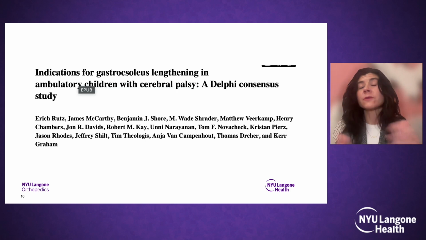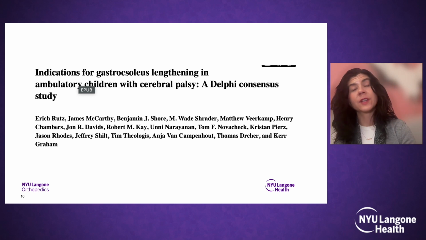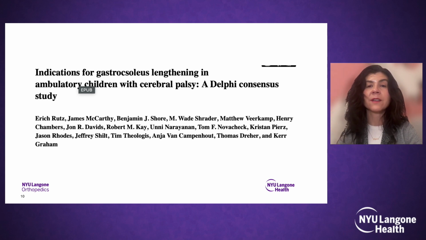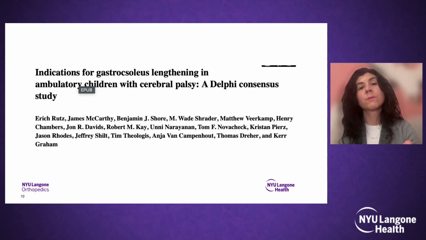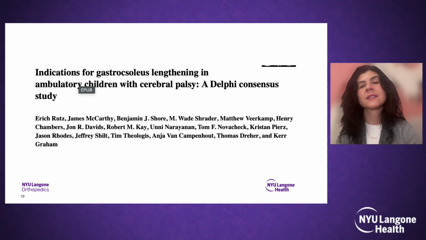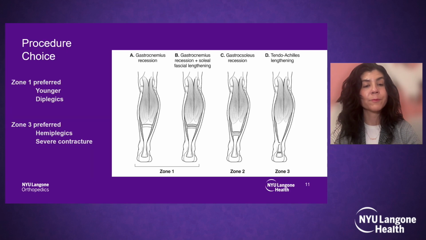In fact, it's so difficult for people to come to consensus that they actually performed a Delphi consensus study looking at indications for gastroc-soleus lengthening. This is a procedure that in the past had been done all the time, very routinely. We still do it often, but now our indications are much more conservative. There are some very smart people on this paper. I would encourage you to read it if you treat these patients. It really gives very good tips on how not great the literature is, and so expert consensus on what should be done is really critical.